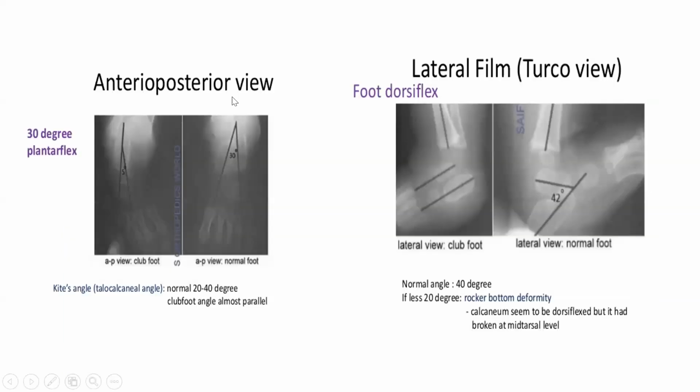Now there is an x-ray that you have to see. You see this one. Normally this is your tibia, this is your talus, and this is your calcaneum. The talocalcaneal angle is 40 to 42 degrees. You just remember that in CTEV both bones are parallel.